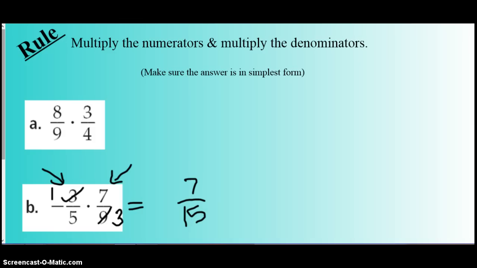We've got a negative times a positive, and when we did integers, remember, when you have opposite signs, that's going to give you a negative answer. So we end up with negative 7/15. Greatest common factor is 1, so you're done.